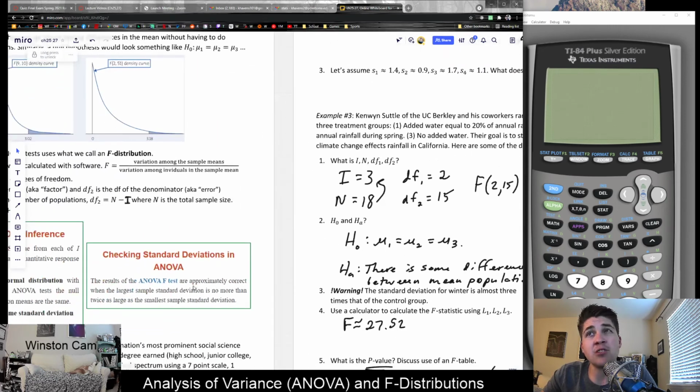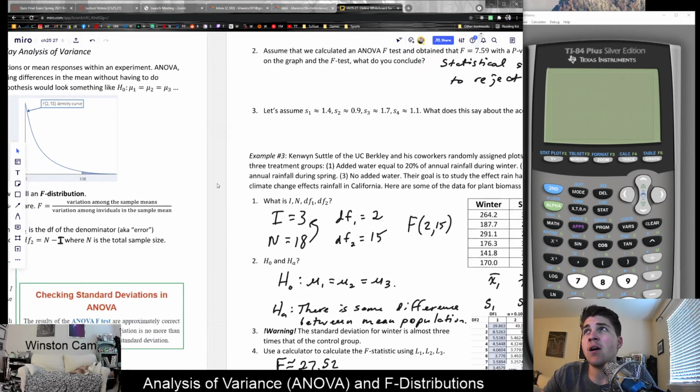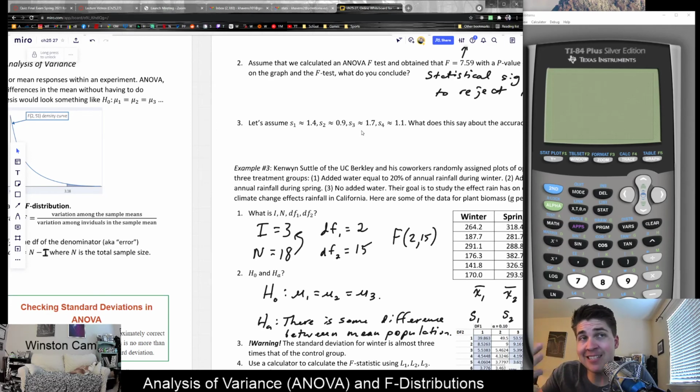But going back to the rule of accuracy, our F-statistic is best used when all of the standard deviations are similar. None of them are more than twice the others. If you compare the smallest to the largest, you want to make sure that it's not more than twice as large. So, 1.7 is roughly twice as large as 0.9. It's a little less, so in this case, it's fine. No standard deviation is more than 2 times any others. So our F-test is accurate enough for our purposes, and we can be happy with our conclusion.